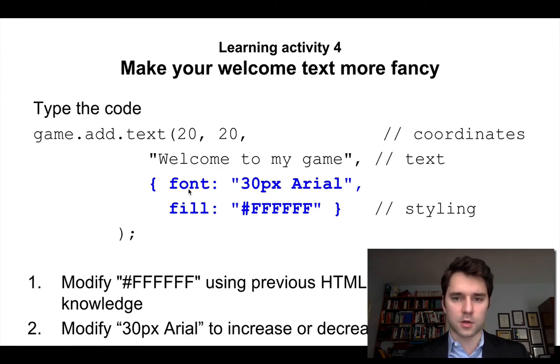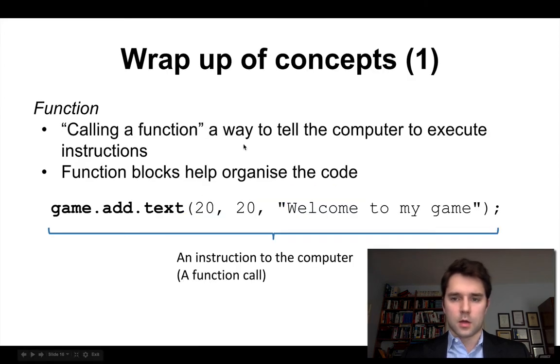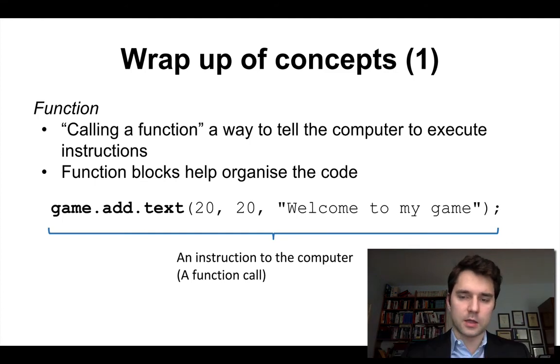This code and the learning activity are available with the manual that goes along with the video. So let's have a little wrap-up of the concepts that you've learned so far. You've learned what an instruction is. game.add.text here is an example of an instruction that we're giving to the computer. But you will also often hear the terminology function call. That's just another way to say we're telling the computer to do something. Here in this case, the function is called text and we're calling it. And we can pass arguments to this function to provide finer-grained details, for example, the position of the text and the text itself that we'd like to display.